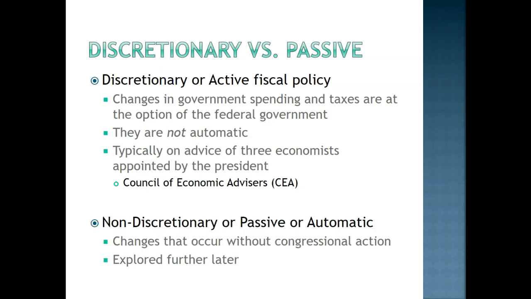They're not automatic. Typically, it's on the advice of the Council of Economic Advisors, which are the three official economic advisors to the President of the United States. And in contrast, we have non-discretionary or passive or automatic. All three of those things are the same thing. These ones are built into the system, hence a later topic.